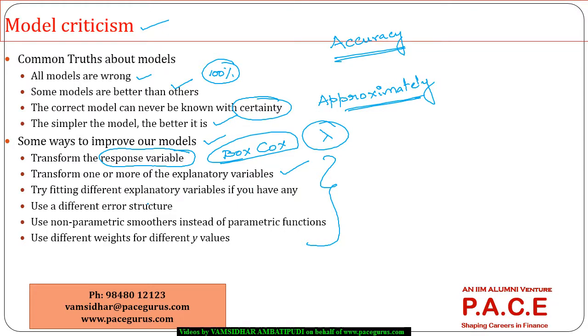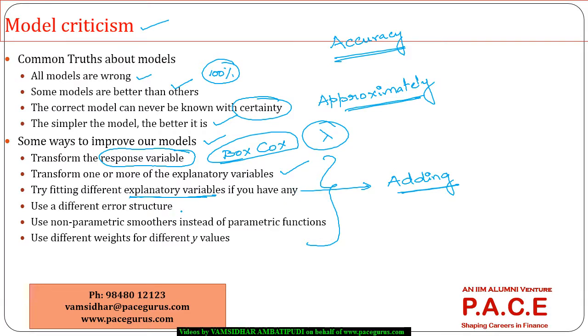And if required, try fitting different explanatory variables. If your current explanatory variables are not sufficient, you keep adding. If you are able to collect some more explanatory variables, you keep collecting those, and you can fit your model to those corresponding explanatory variables.